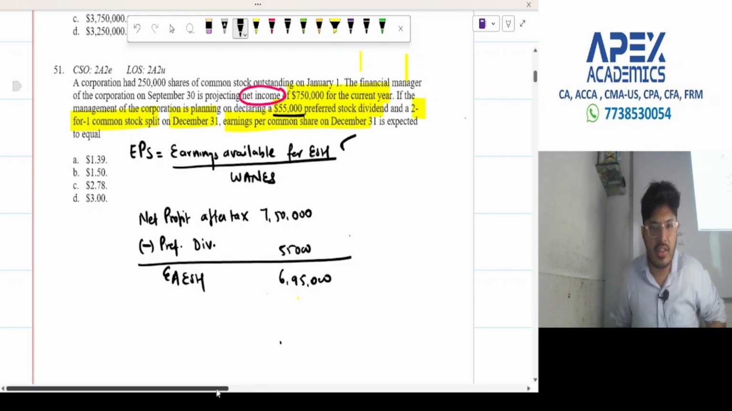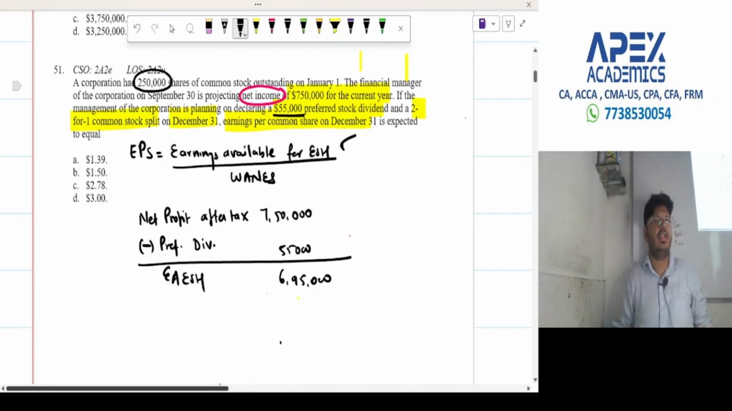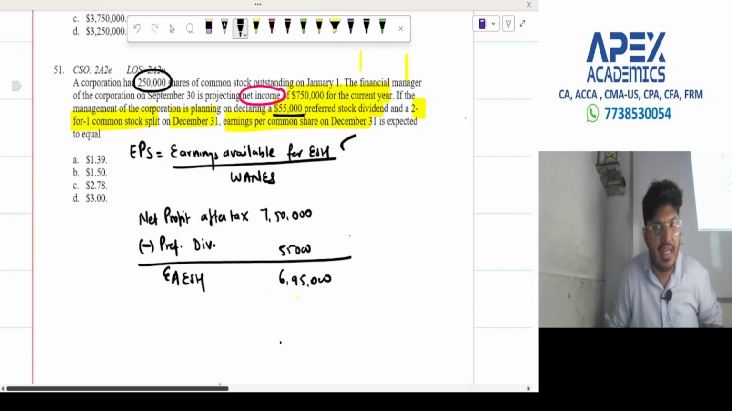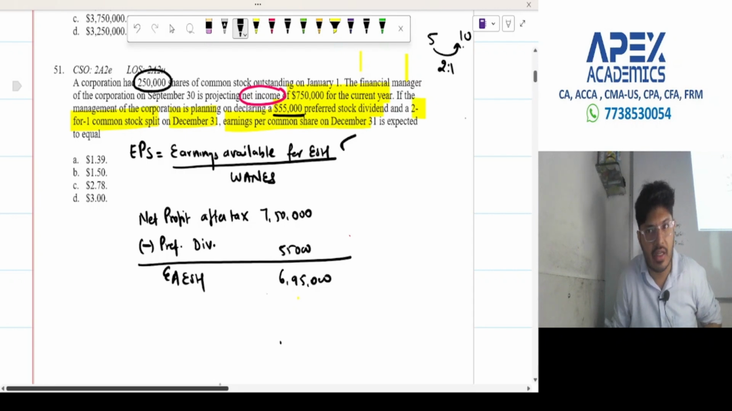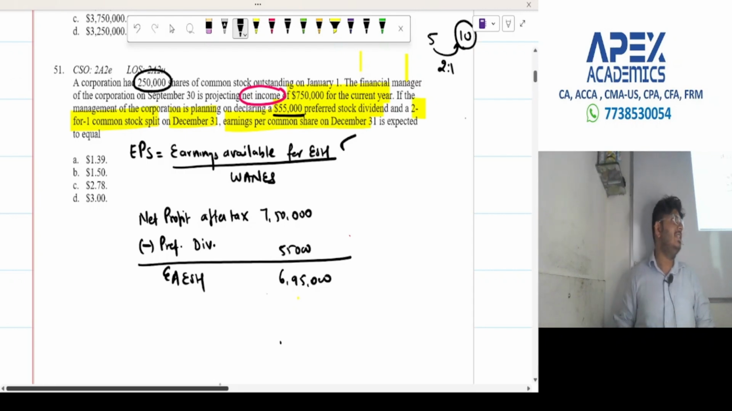My dear friends, what is the meaning of stock split? See, at the present moment, I have how many shares? I have 250,000 shares. I want to increase the number of shares by splitting them. So suppose today if I own 5 shares, I will now own, say the stock split is 2:1, I will now own how many shares? I will own 10 shares.